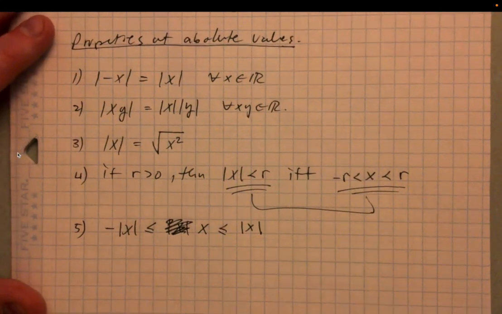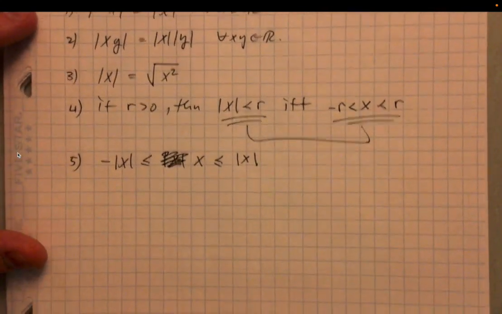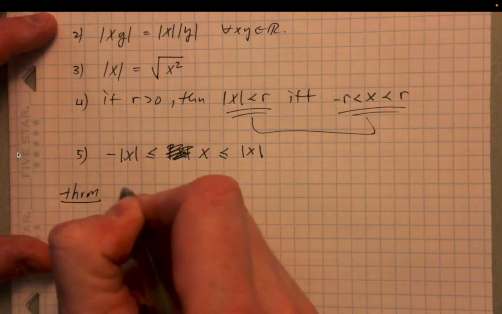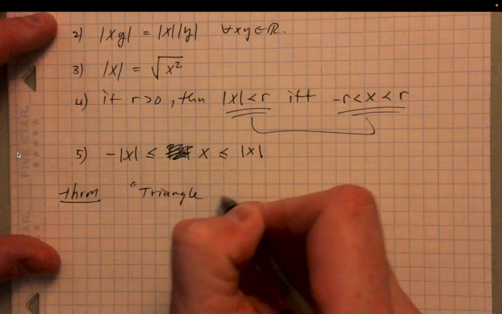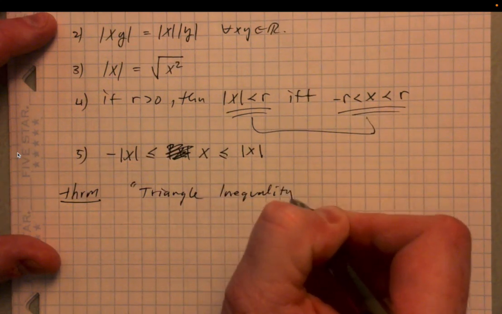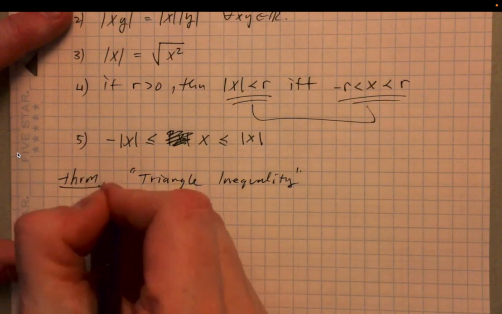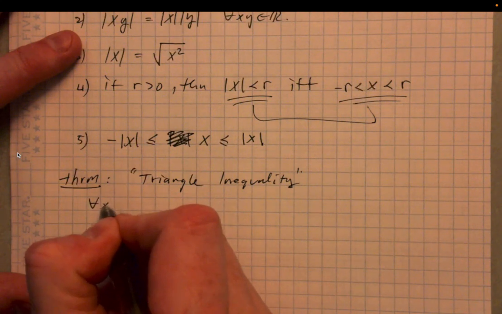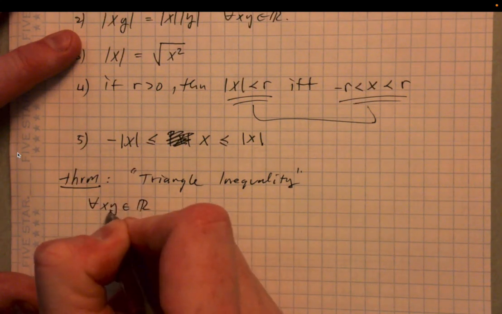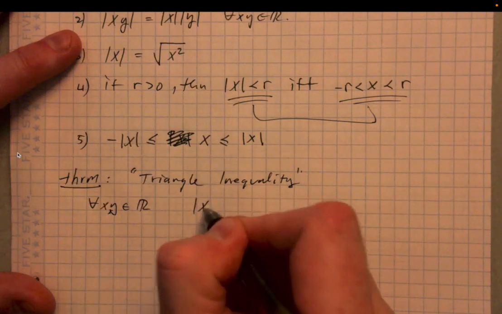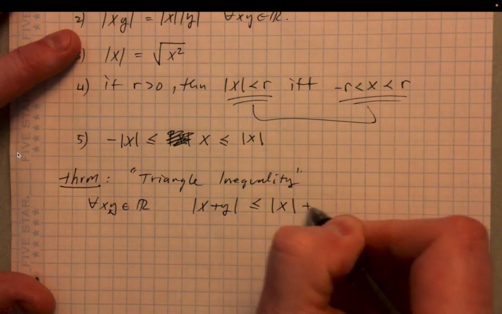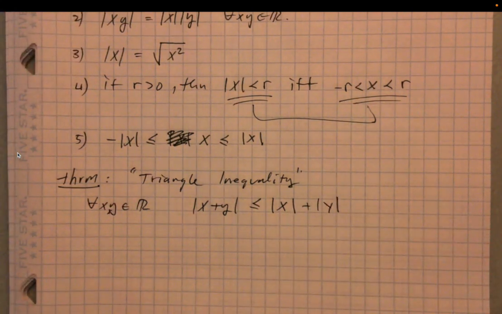The one that's not on here, which is very important and which we'll use a lot, and which we'll actually prove, is the famous triangle inequality. You've probably seen this before, perhaps in linear algebra. Basically, the triangle inequality says that for all real numbers x and y, the absolute value of x plus y is less than or equal to the absolute value of x plus the absolute value of y. Let's prove this one. It's very easy to prove.